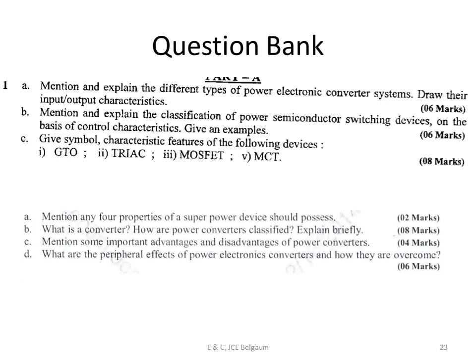Next is mention any 4 properties a superpower device should possess. So you have studied low power. I have explained to you about power devices. Please Google and understand, do a little survey and tell me for a superpower device what should be the 4 properties. Next is what is a converter. This we have seen, classify and explain them briefly. Mention advantages and disadvantages of power converters. We just discussed that, and also discussed the peripheral effects.